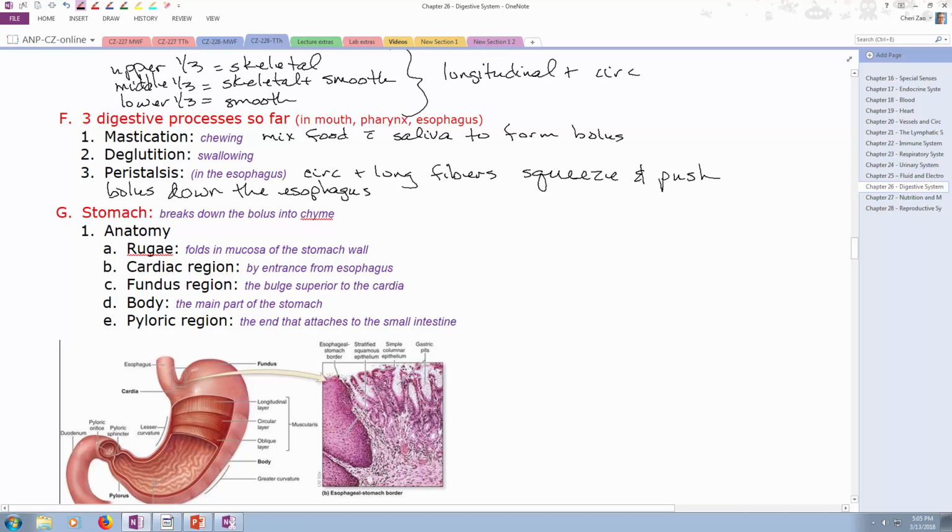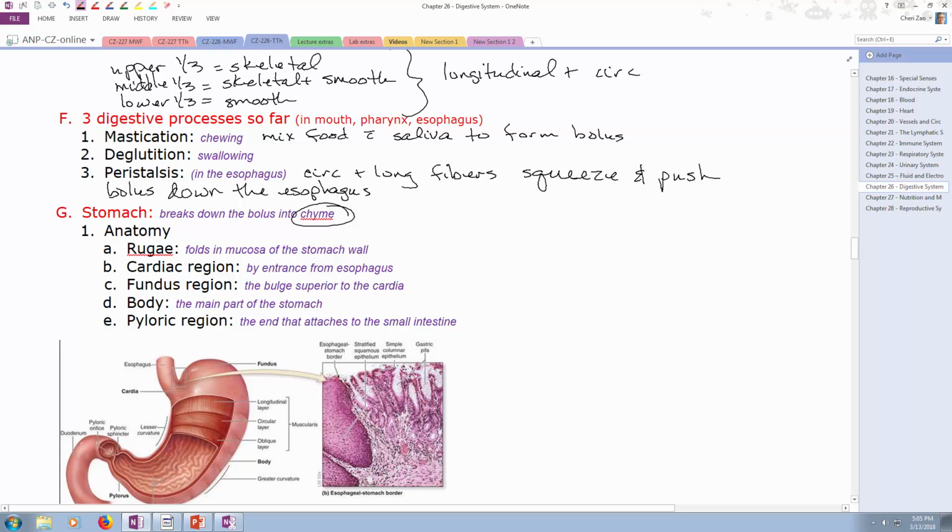And now we come to that lovely organ, the stomach. We're now finally in the abdominal pelvic cavity below the diaphragm. The stomach is designed to break down the bolus of food into chyme. It is not designed for absorption. It is to break it down into this pasty material of foodstuffs and gastric juices.